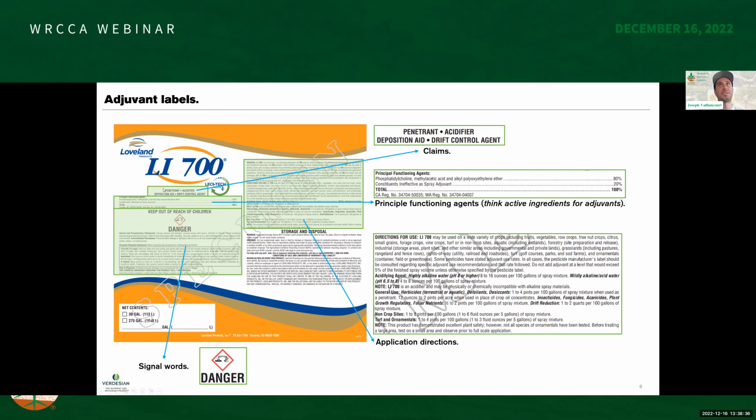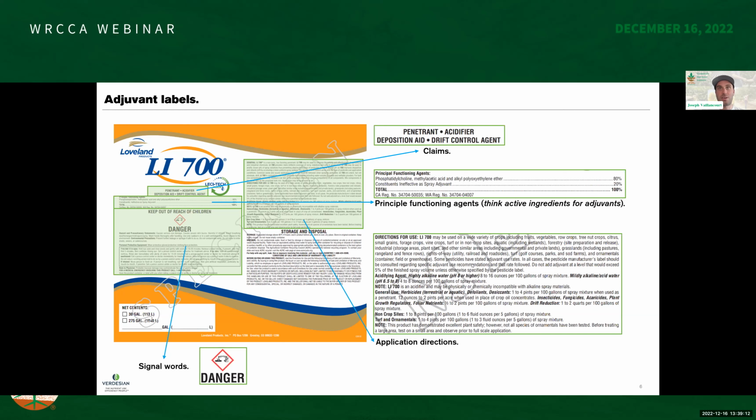Here's the claims that you're going to see toward the top. You've got to provide some sort of proof of those claims as a manufacturer, or the materials that you use that are already known to provide a certain effect will be accepted as well. So that's closely looked at. And then what's in it? I'll call it a quote unquote active ingredient here, but since we're really not providing any crop protection, the official term is principal functioning agents, and those are the materials that are influencing the spray droplet behavior.